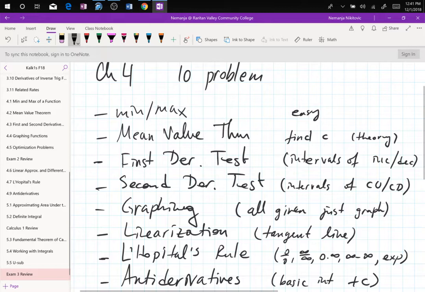L'Hopital's rule, at least one of those problems will be repeated L'Hopital, that you have to do 2 or 3 times. Antiderivatives, I already said at least A and B, maybe A, B, C. Make sure you have plus C on all of them, because they're all indefinite. I don't think I have anything else to say. Do you have any questions?